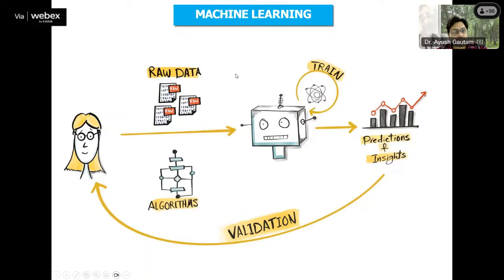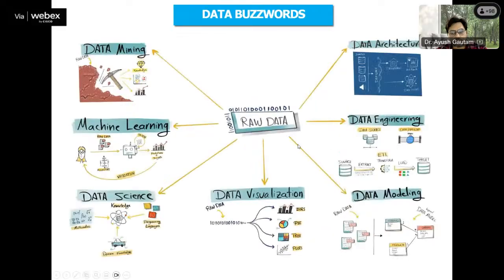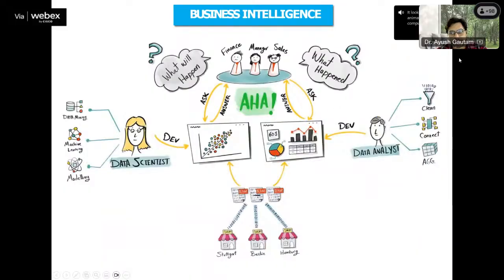After data science comes machine learning. All of you know machine learning, so I'm skipping this slide. And after machine learning comes data visualization. Once machine learning is done, then comes the turn of data visualization. So what is data visualization? It represents the raw data in terms of bars, pie charts, trees, maps, plots, etc. That's where data visualization comes in. Now comes the final term, which is called business intelligence. Let me explain what business intelligence is.